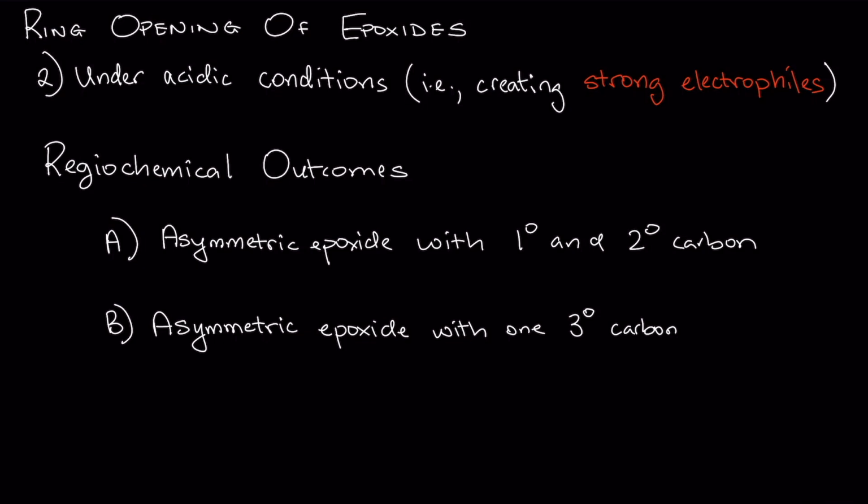Okay, so now we will go over the regiochemical outcomes for this particular reaction. It's a little bit more complicated than your reaction under base conditions. Here, there are two scenarios. In the first scenario, you have an asymmetric epoxide where one of those carbons is a primary carbon and the other is a secondary carbon. And then in the second scenario, you have an asymmetric epoxide where one of your carbons is a tertiary carbon. Both of these will have two different regiochemical outcomes, so we'll go over each of them one by one.